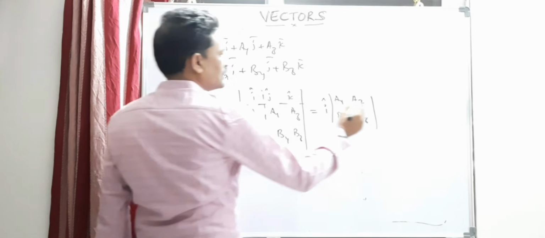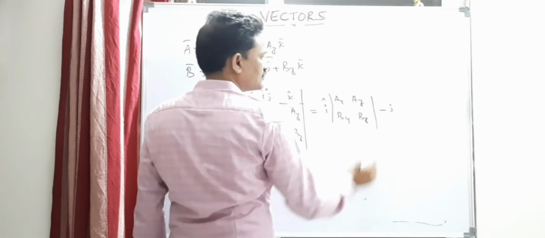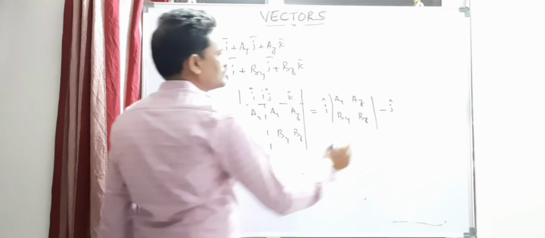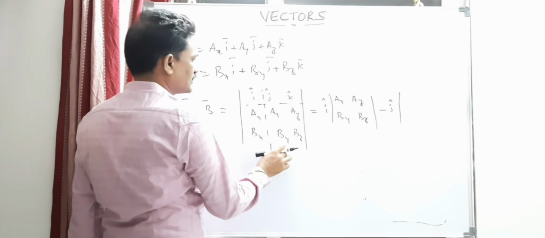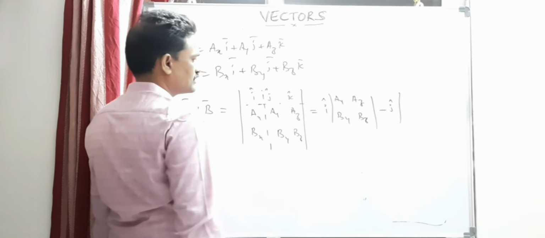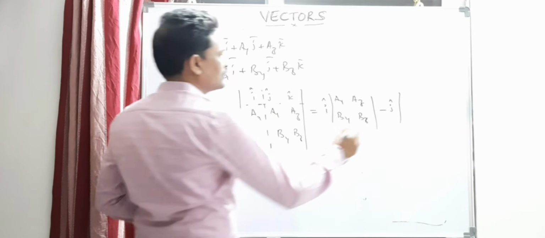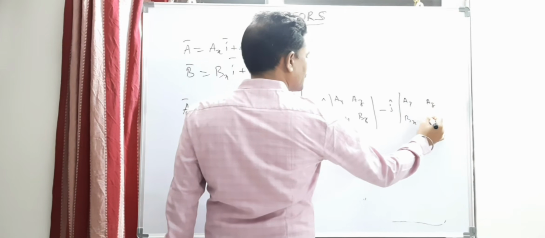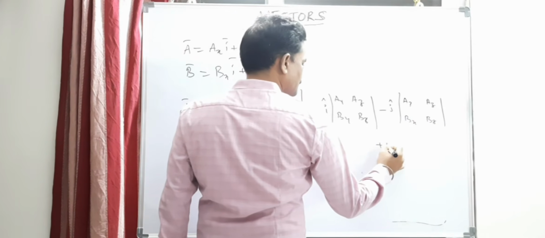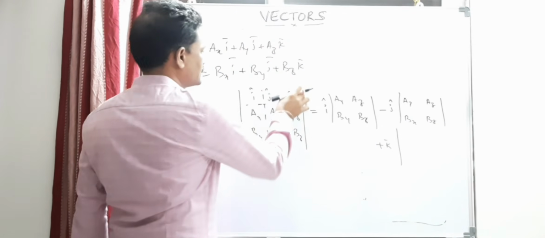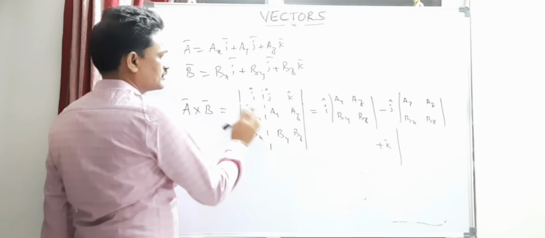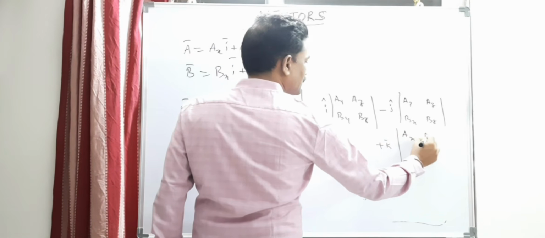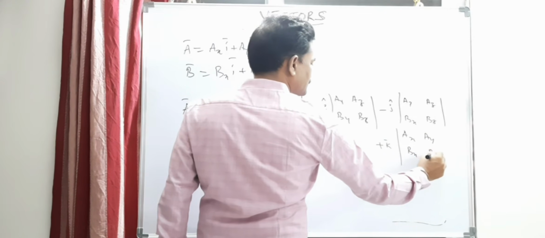In the same way for j, but do remember to put a negative sign in front of j. That you have to keep in your mind. So this is j, this column and this horizontal row you have to neglect. So what are remaining? This is ax, bx, this is az and bz. Plus k: now this is k and this one. Remaining are ax, ay, bx, by.